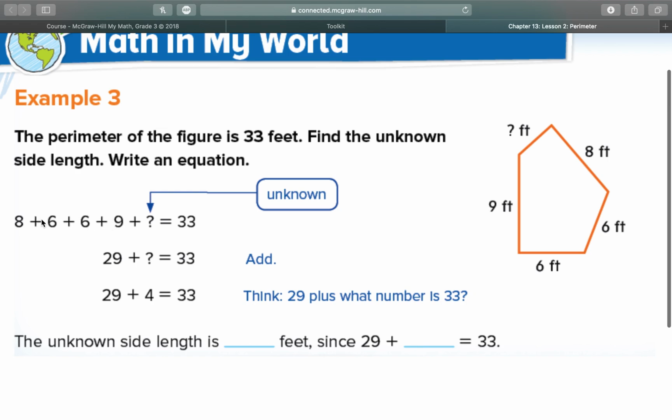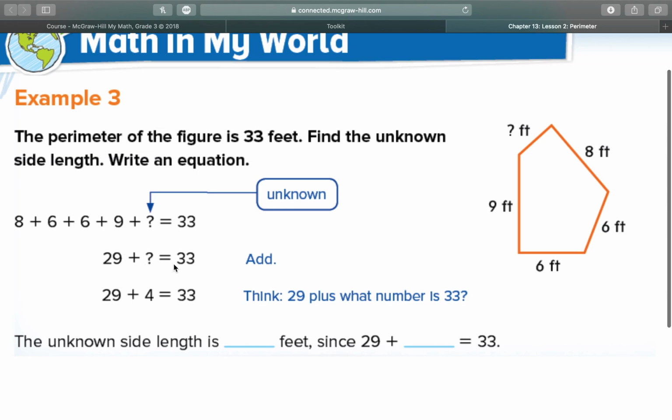Well, 6 plus 6 is 12, plus 8 would be 20, plus 9 is 29. So that's why right here they have 29. That's all the sides except this one. We still don't know what this one is. So it's still 29 plus this little bit right here equals 33. Well, now we have to think. 29 plus what equals 33?